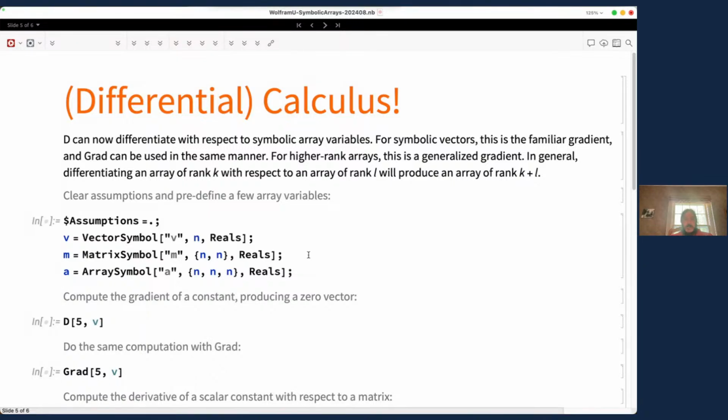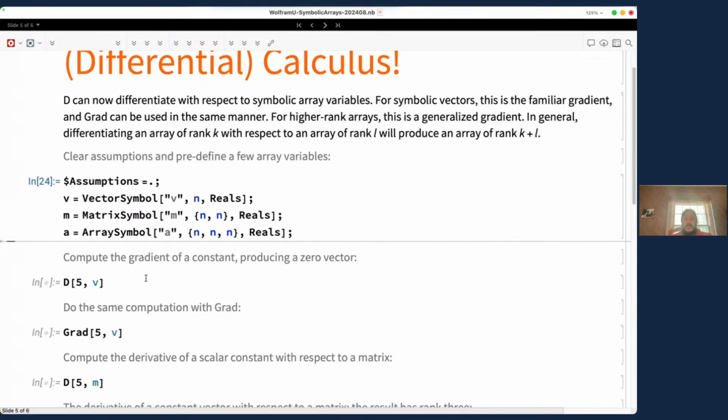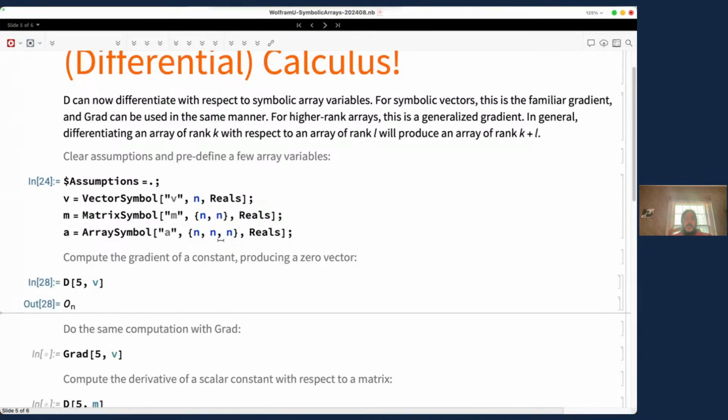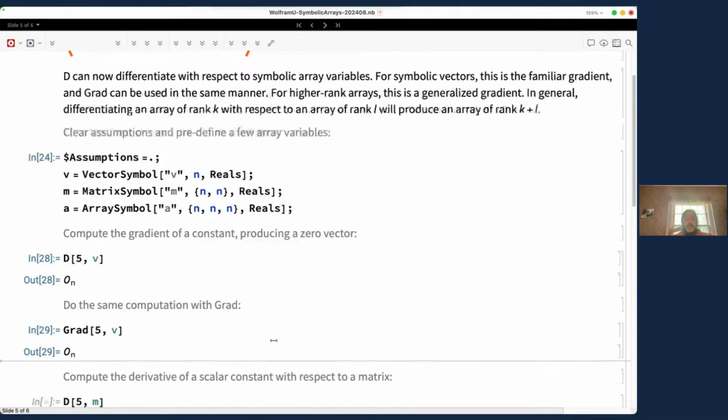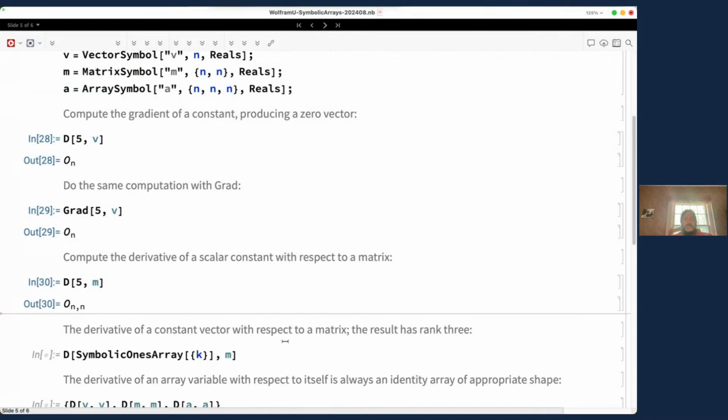So I'm going to clear out the assumptions I created earlier and just create a vector, matrix and array for use. And I'll start with the simplest possible example. You differentiate a scalar constant with respect to a vector. You get a zero vector out. And we can do the same computation with grad. Now, if you differentiate a scalar with respect to a matrix, you get the zero matrix out.